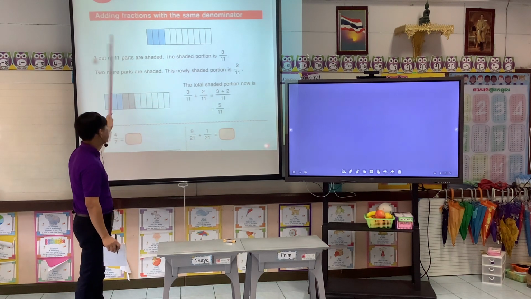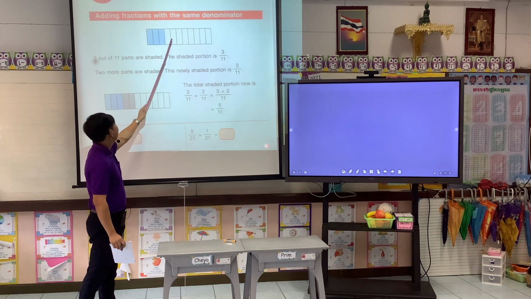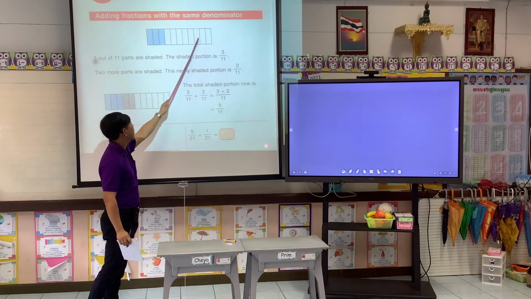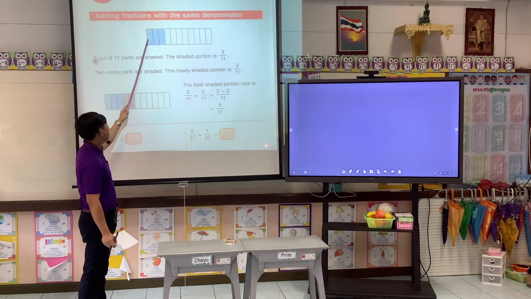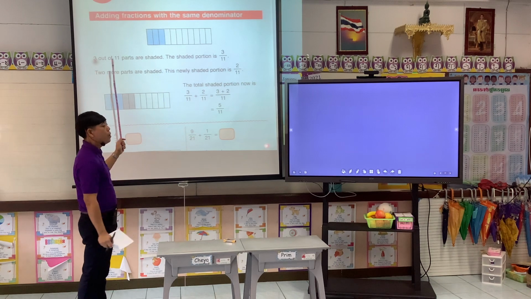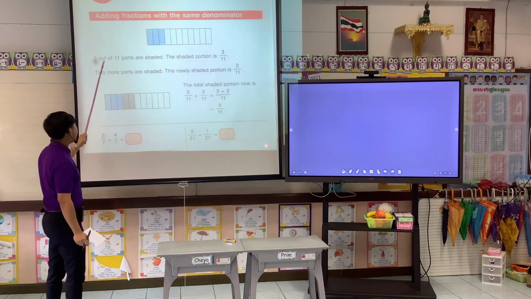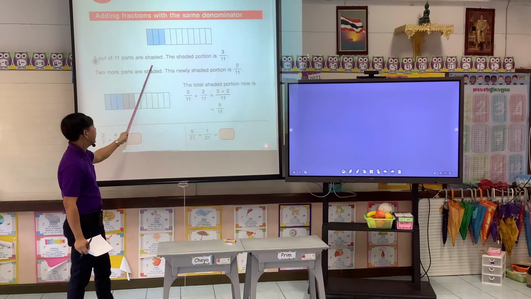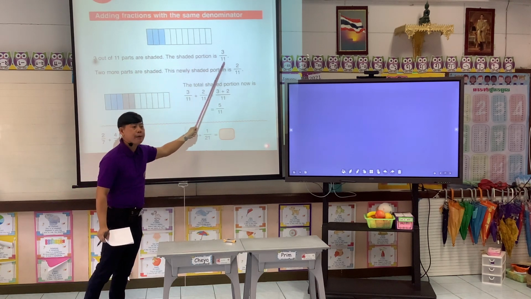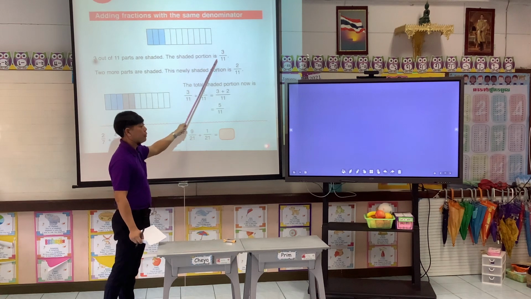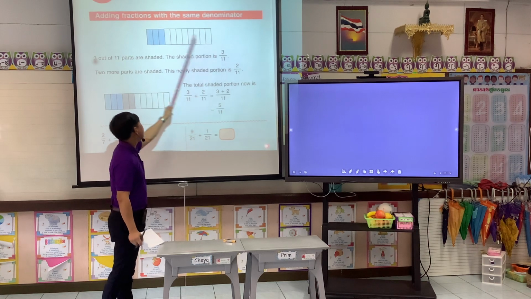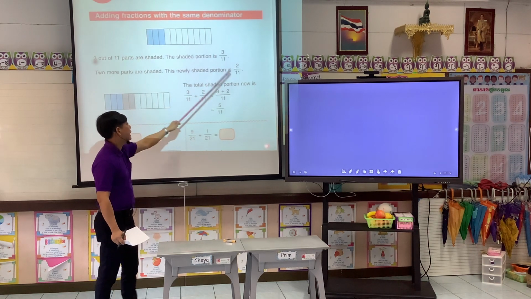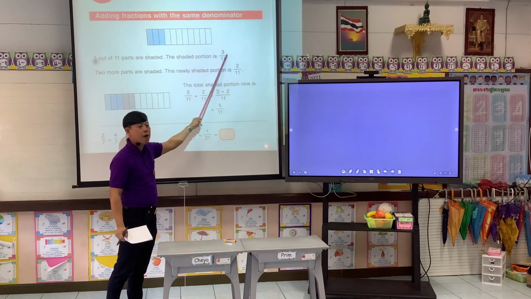Let's count. 1, 2, 3, 4, 5, 6, 7, 8, 9, 10, 11. So there are 11 parts. We shaded 3 parts. When we write it as a fraction, 3 out of 11 parts are shaded. So we can say 3 over 11. 3 means the shaded parts, and 11 is the total number of parts, the whole.